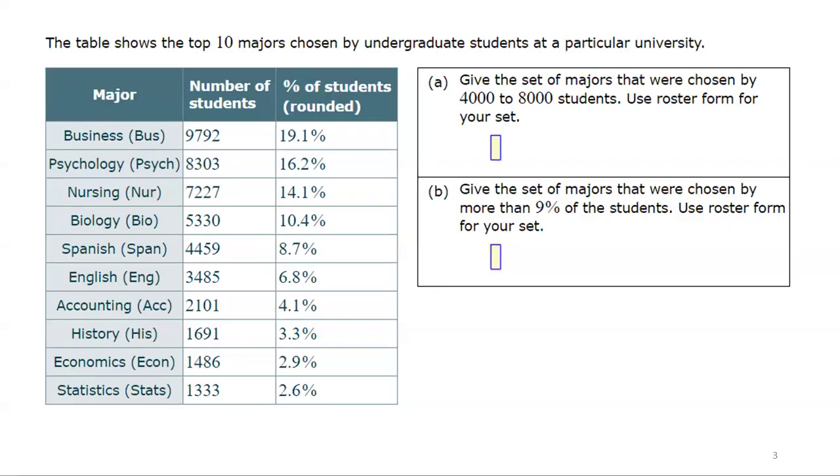The table shows the top 10 majors chosen by undergraduate students at a particular university. A, give the set of majors that were chosen by 4,000 to 8,000 students. Use roster form for your set. And B, give the set of majors that were chosen by more than 9% of the students. Use roster form for your set.